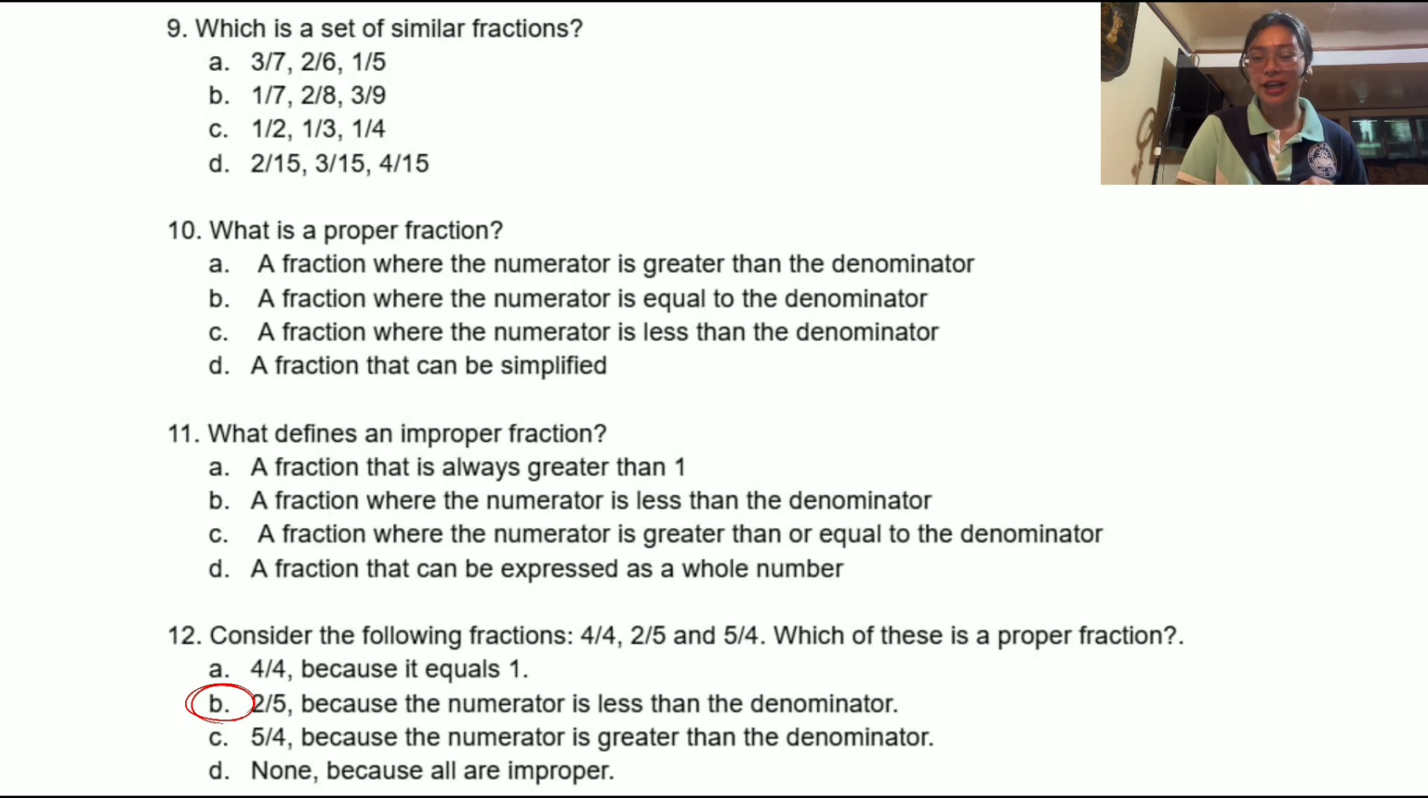Now, as for the letter A, as you can see, 4 over 4, it means that it is equivalent to 1, so it means that it's not proper. As for the other option, which is the 5 over 4, the numerator exceeds the denominator, making it improper. And as for the letter D, none, this is false because 2 over 5 is a proper fraction. So therefore, the correct answer for this number would be the letter B.